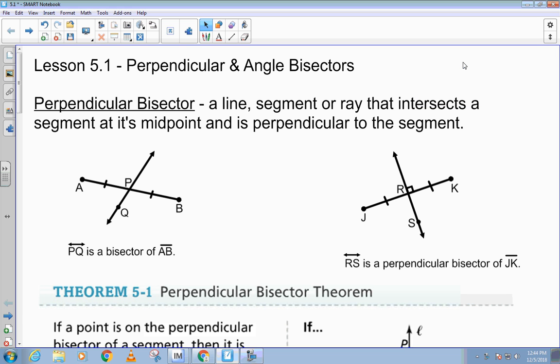So we're starting chapter 5. We're talking about relationships within a triangle. Today we're going to focus on perpendicular and angle bisectors. Actually, today, tomorrow we'll focus on those.